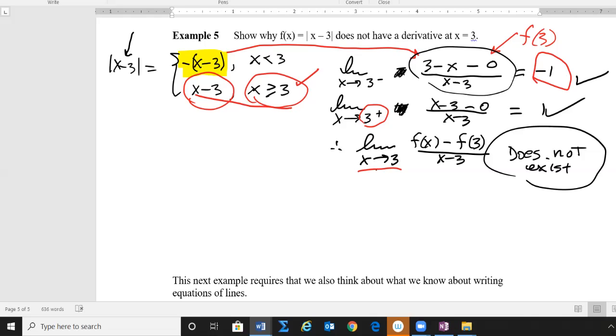And the two-sided limit is our derivative. That's the derivative of the function at that point. So we've shown that since that limit doesn't exist, it does not have a derivative. That's what we mean by saying it does not have a derivative. It means the derivative doesn't exist there because this limit doesn't exist. Okay, so that's some of the terminology and how we use it.